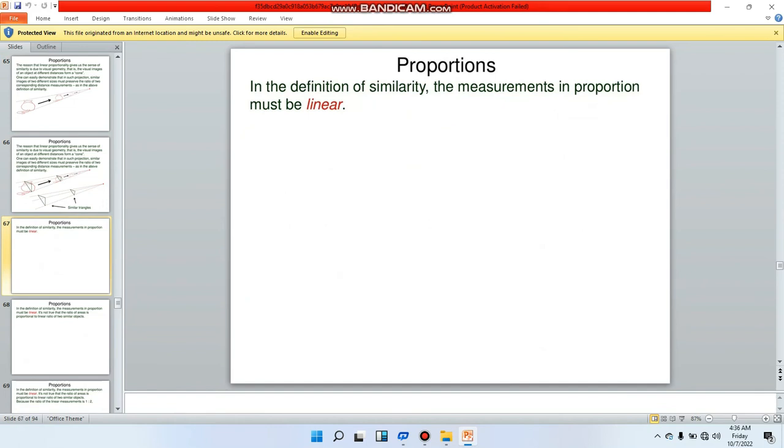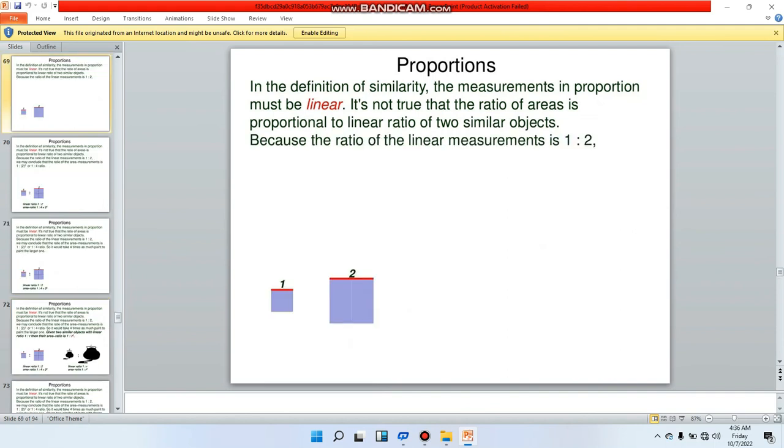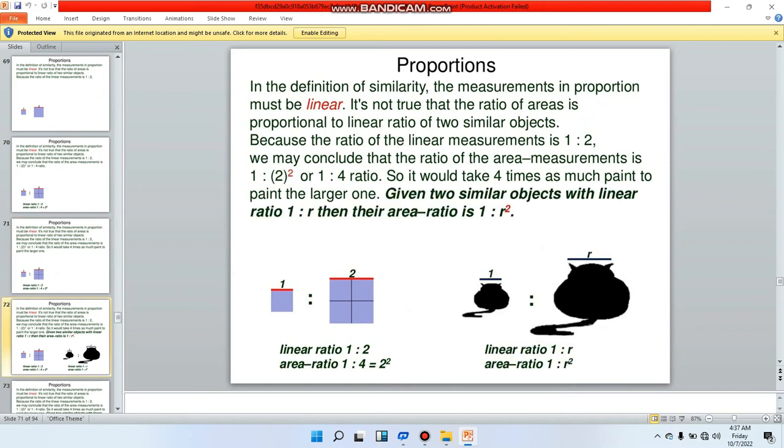In the definition of similarity, the measurements in proportion must be linear. It's not true that the ratio of area is proportional to the linear ratio of two similar objects. Because the ratio of linear measurement is 1:2, we may conclude that the ratio of the area measurement is 1:2 square or 1:4. So it would take 4 times as much paint to paint that large one.